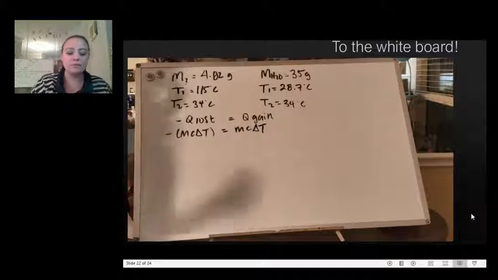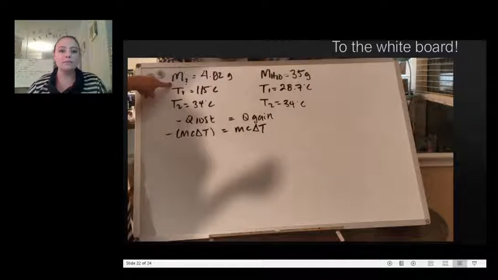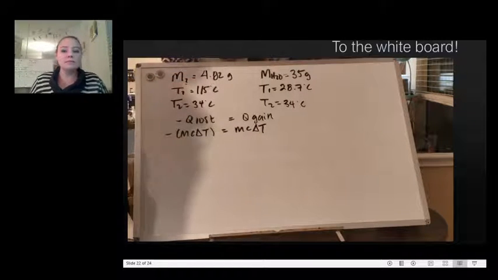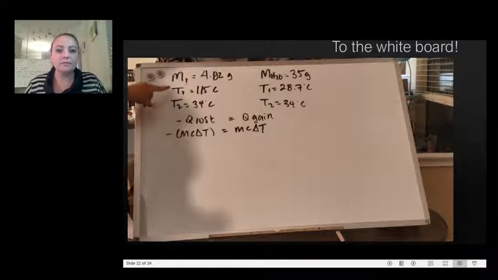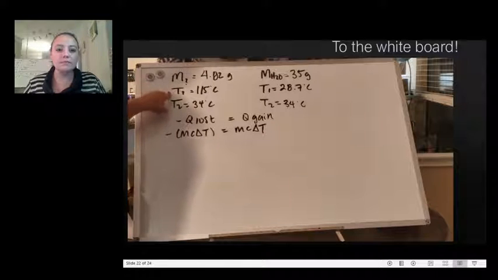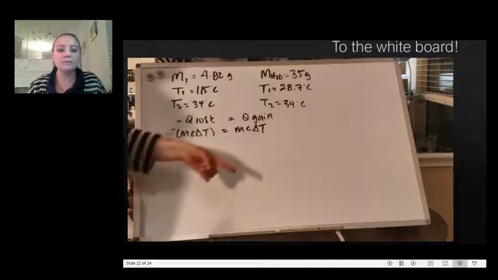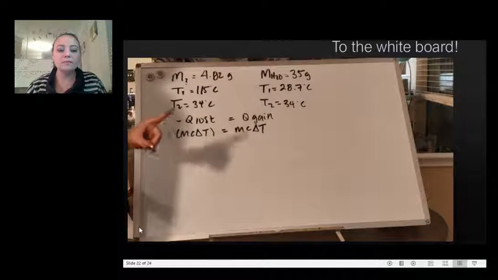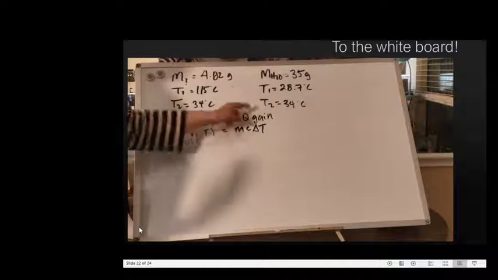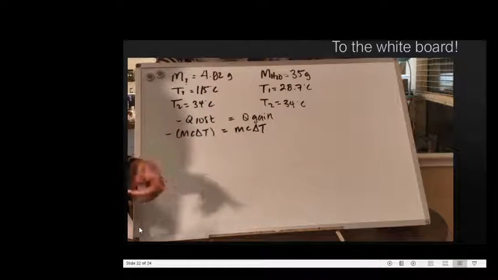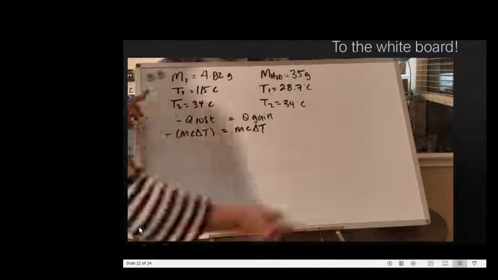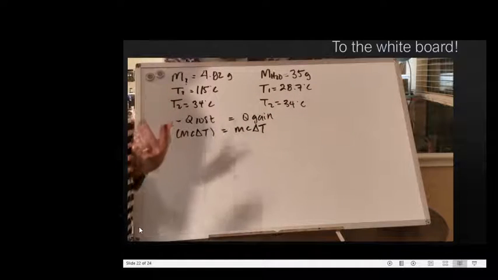So when we break this down, we have an unknown mass, 4.82 grams. Its initial temperature is 115 degrees Celsius. And then it's in 35 mL of water, which we can say is 35 grams of water. The initial temperature of the water, 28.7. At the end of the reaction, both of them are at 34.5 degrees Celsius.